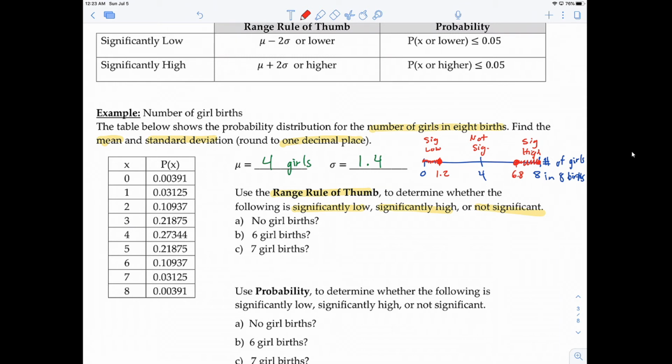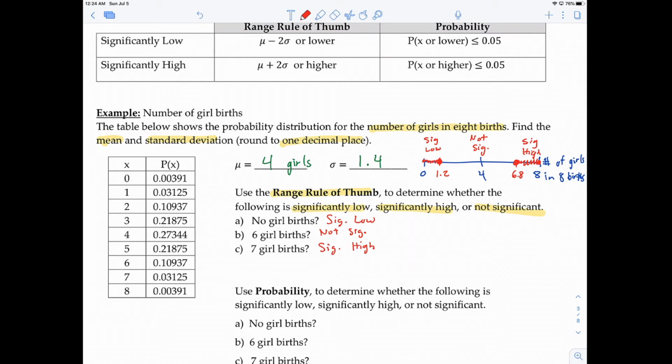Now to answer the questions: is no girls significant? It is. No girls falls in the significantly low range. What about 6 girls? 6 is higher than 4, but is it significantly high? No, not according to the range rule of thumb, because it has to be 6.8 girls or more. So it's not significant. What about 7 girls? 7 girls falls in the significantly high range. So yes, it's significantly high.